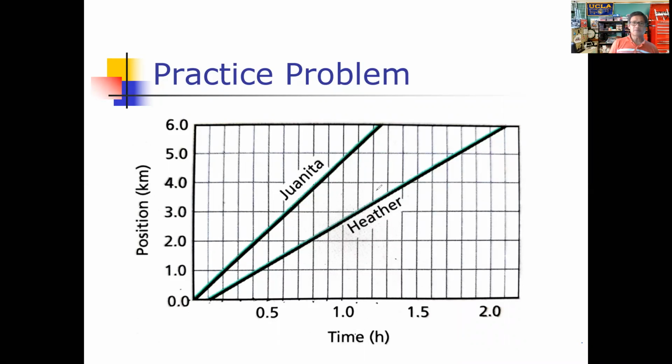Here is a position time graph representing the movement of two objects, Juanita and Heather. Position is always plotted along the y, and time along the x. Position, the units are in kilometers here. This is how far they move in kilometers, and this is the time interval that they move in. All right, let's go ahead and answer the first question.